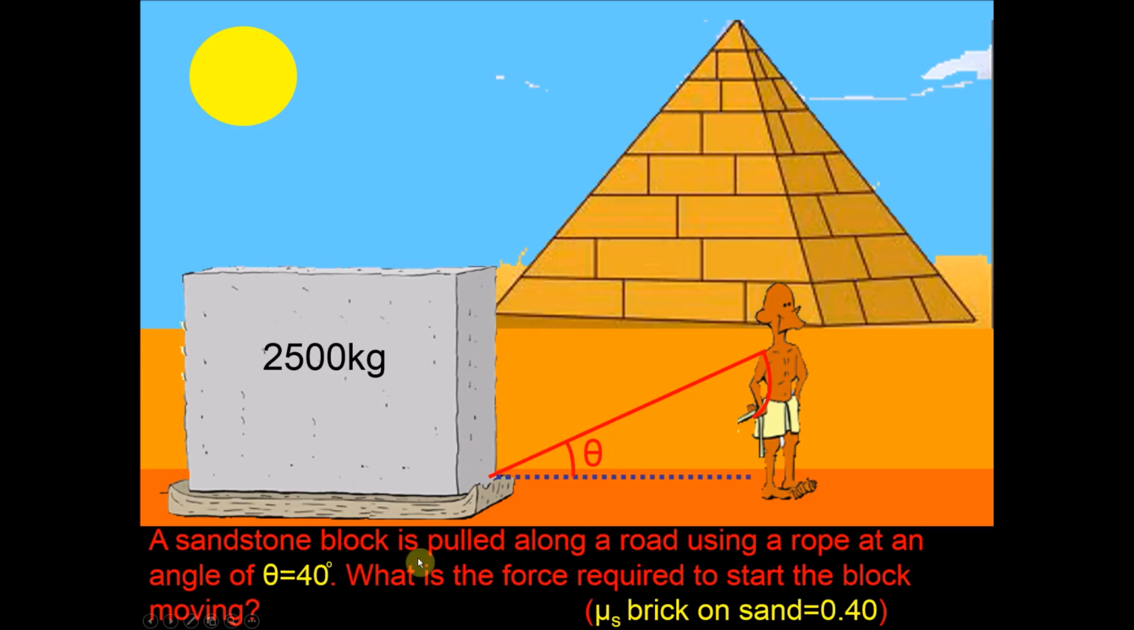But anyway, this one lonely man here is applying a force along this rope to this block. The sandstone block is pulled along the road using a rope at an angle of 40 degrees. So theta here is equal to 40. What is the force required to start the block moving? We have a mu s, of course, here for brick on sand of 0.4 that we're going to assume is working.